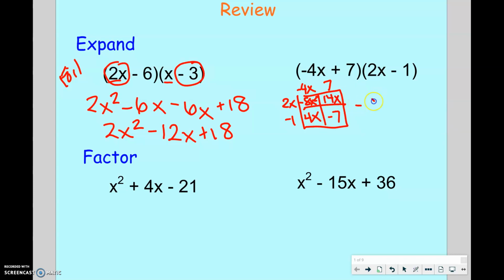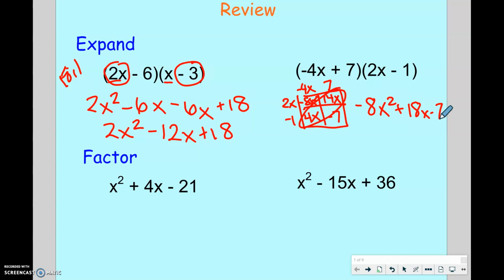So I'm going to combine like terms, negative 8x squared. Combine these together to be 18x and then minus 7. So that's how you go from the binomial to the expanded form of it. Now factoring from that expanded form, we're going to go the opposite direction.